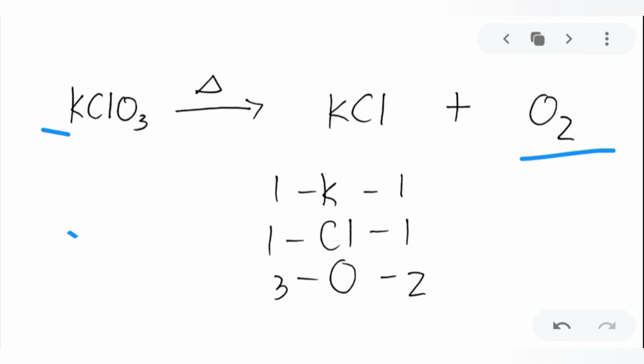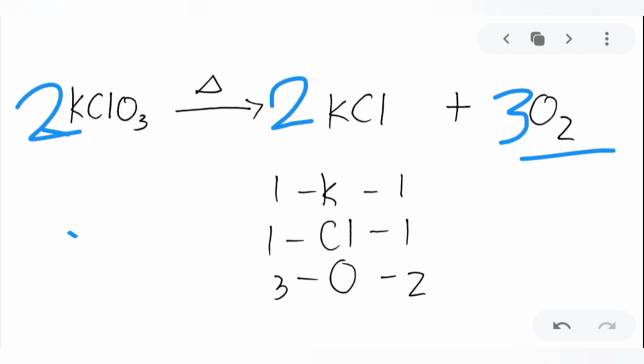So we have here how many pieces of potassium on the reactant side. We have 1 of that. For chlorine, 1 of that. For oxygen, 3 of that. For potassium on the product side, we have 1 piece of that. For chlorine, 1 piece of that. And for oxygen, 2 pieces of that. So as you can see, this is not a balanced equation. To balance this one, we have to put 3 here, and then 2 here, and then 2 here.